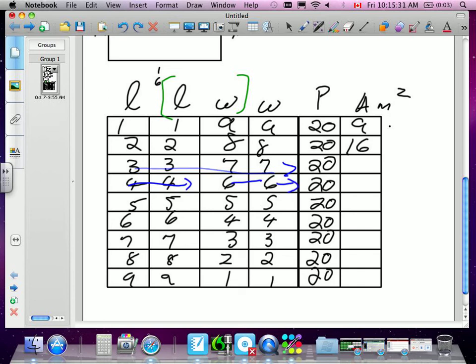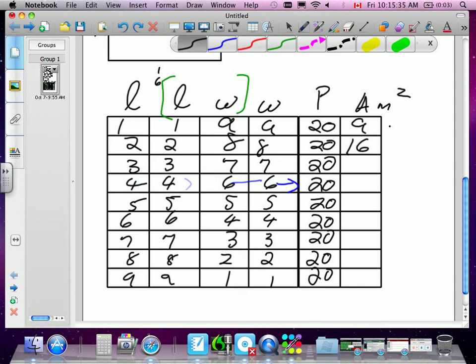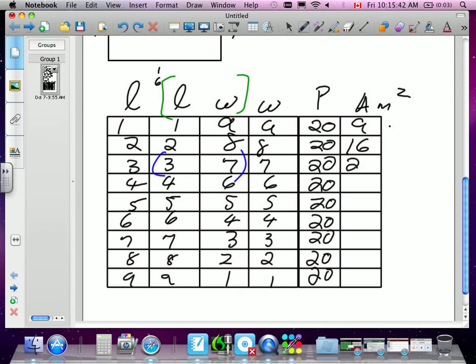But what's most important is that we solve all of the areas. 3 times 7 is 21. 4 times 6, 24. 5 times 5, 25. 6 times 4, 24. 7 times 3 is 21. 8 times 2 is 16. And 9 times 1 is 9.